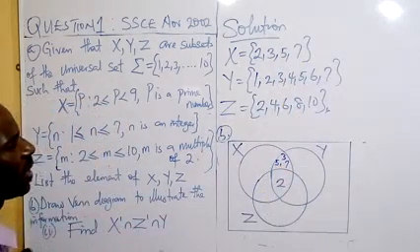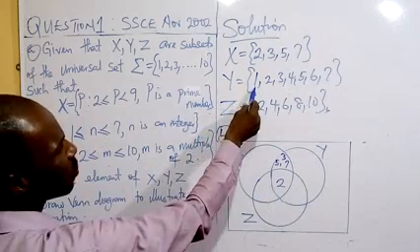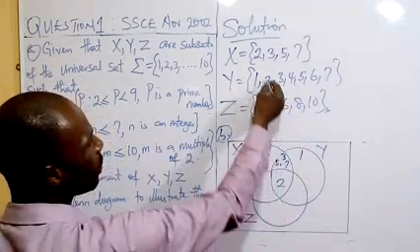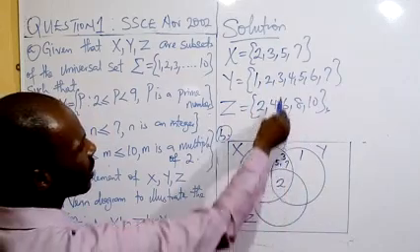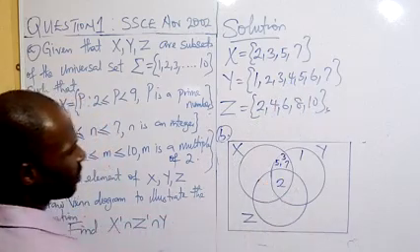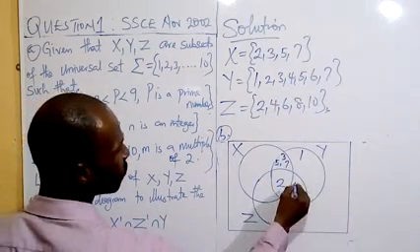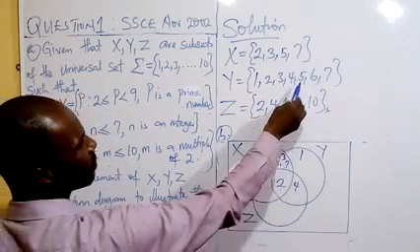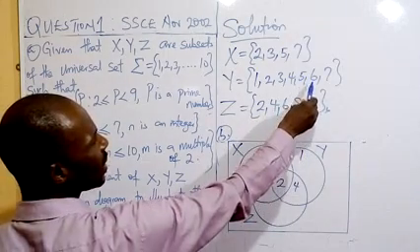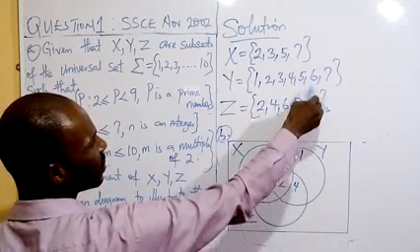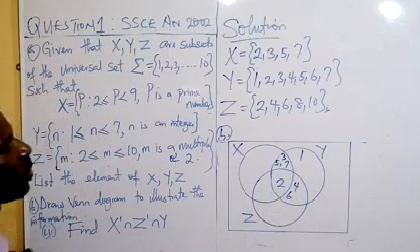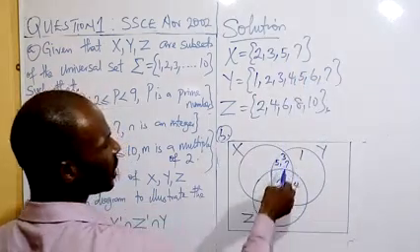Alright, let's come to Y. The first element is 1. Anyone with 1? No. What about 2? We have 2 here already. What about 3? It has 3. What about 4? We have 4. Intersection of Y and Z. There is 4 there. What about 5? 5 we already have. What about 6? There is an intersection between Y and Z. We have 6 here. What about 7? 7 has already been established.